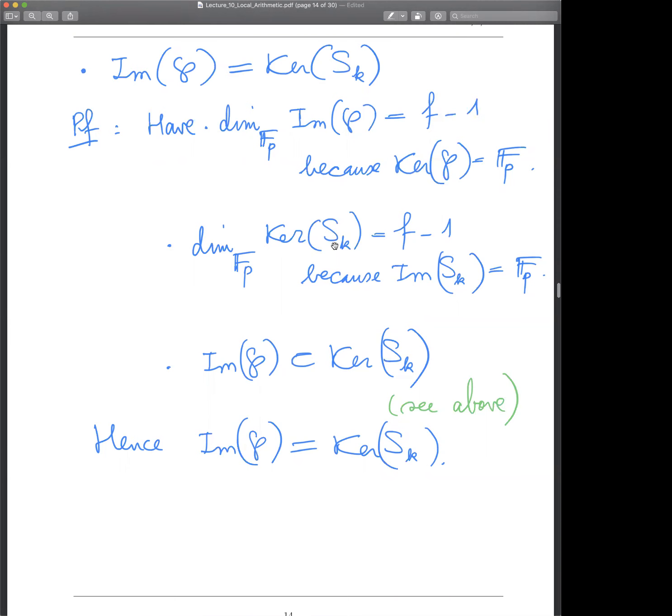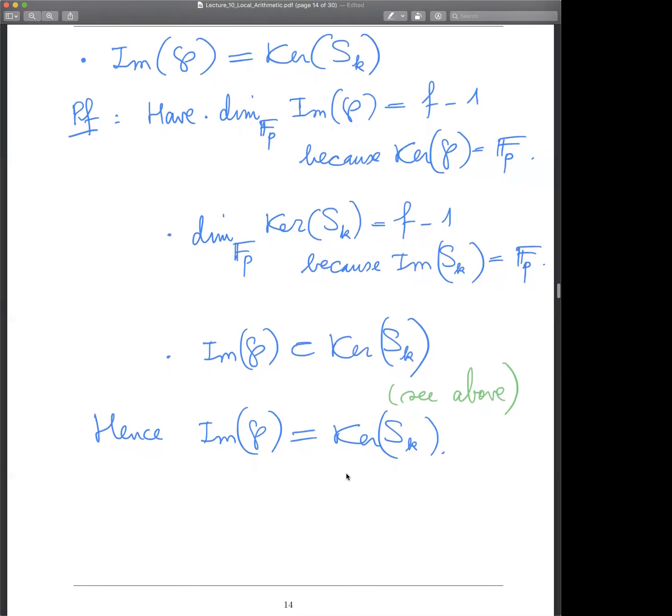Similarly, this Sk, the trace map, is a map from K to Fp, and it's surjective. So its kernel will have dimension f minus 1. Yeah, because the image is this one-dimensional space. And we have the inclusion. That's what we have proved earlier. So these two spaces have the same dimension, and one is contained in the other. Therefore, they have to be equal. That's it.